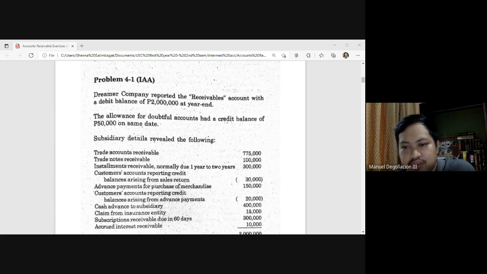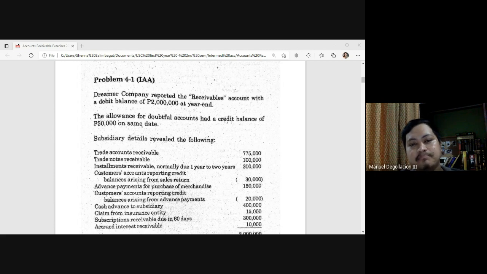Why will it result in liability? Because the reasons that will cause a credit balance to your receivables, class, will actually result in an obligation on the company's part to return or make refunds to the customers, class. Okay. I hope the concept behind credit balances on customers' accounts is clear.